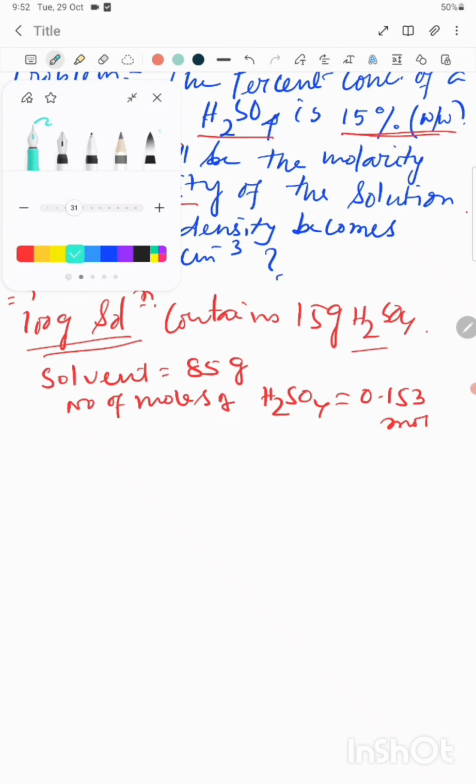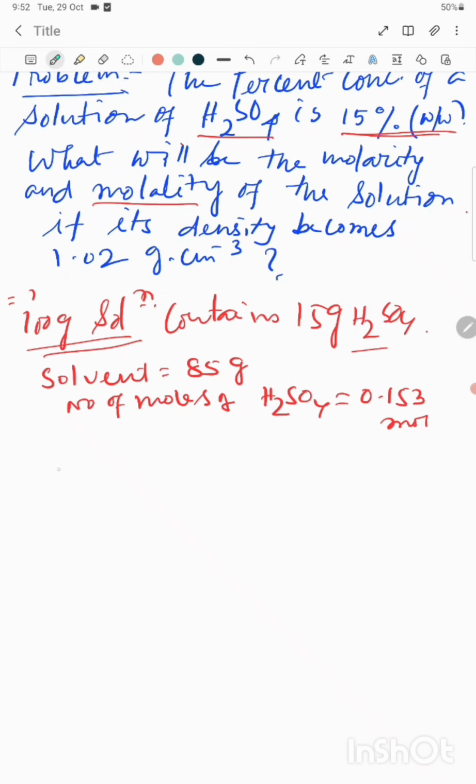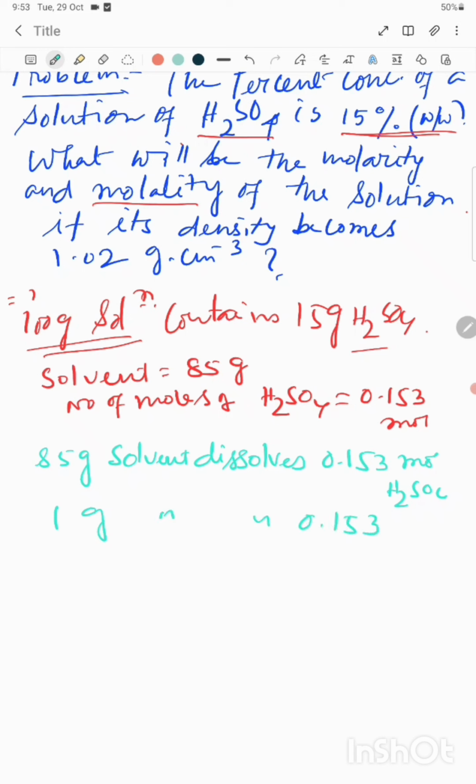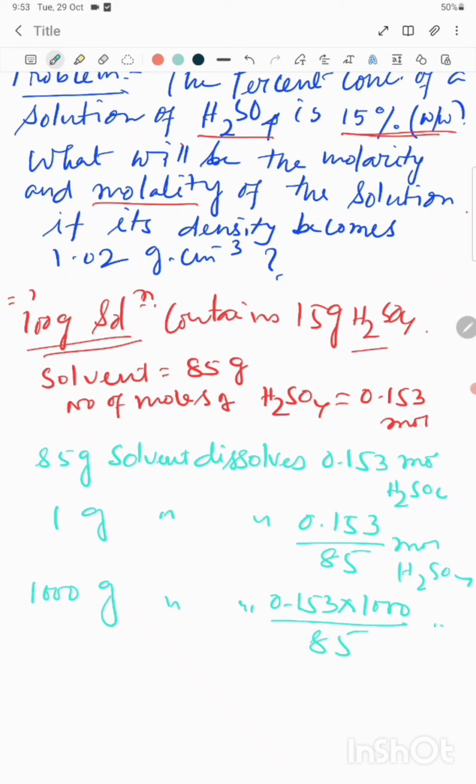Now if we want to go for the calculation, then we can write like this: 85 gram solvent dissolves 0.153 mole H2SO4. So 1 gram of solvent dissolves 0.153 by 85 mole H2SO4. So according to the definition of molality, 1000 gram of solvent dissolves 0.153 into 1000 by 85 mole of H2SO4.